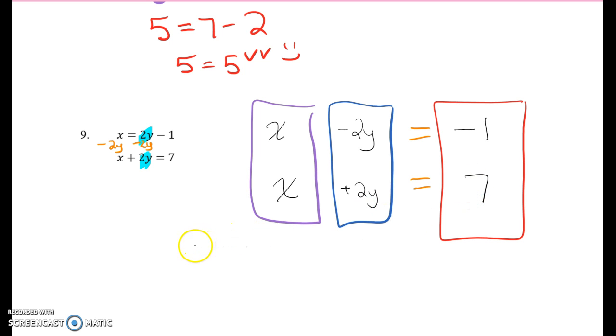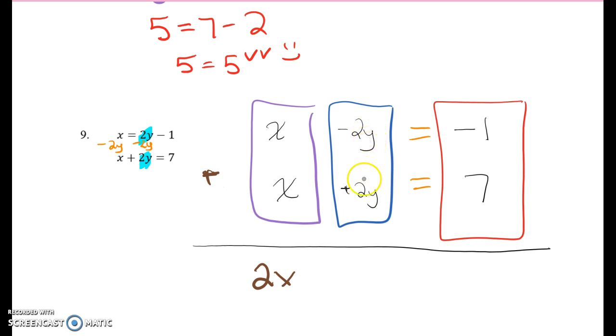So when I add, my y's are going to be eliminated, even though there were 2 y's here and 2 y's here, because they have opposite signs. Super helpful to us. So now I just need to add, and I get x plus x is 2x, -2y plus 2y is 0y. Bye-bye y, you've been eliminated. And -1 plus 7 is 6. And so we divide both sides by 2, and we get a value for x.